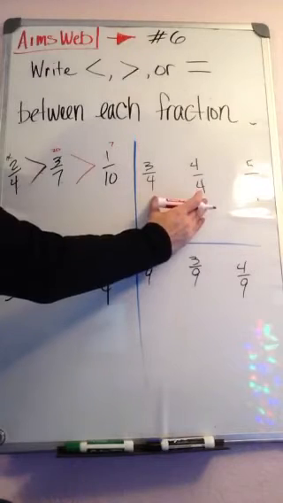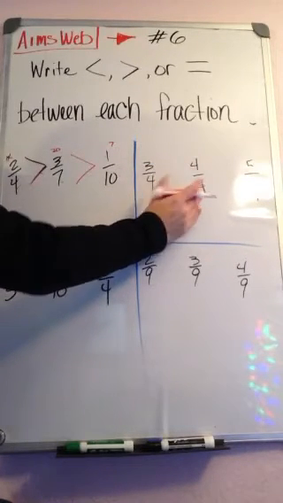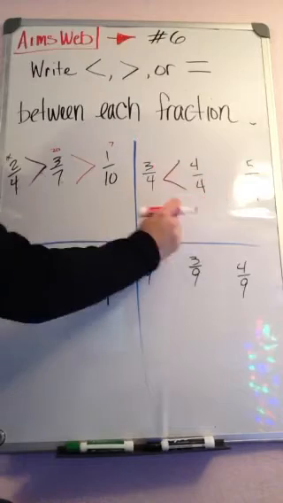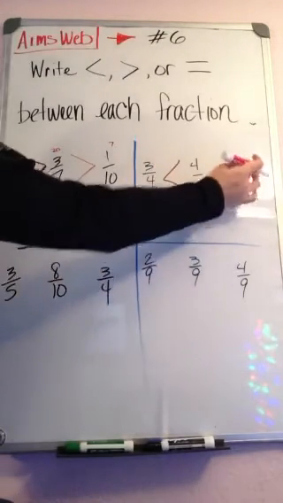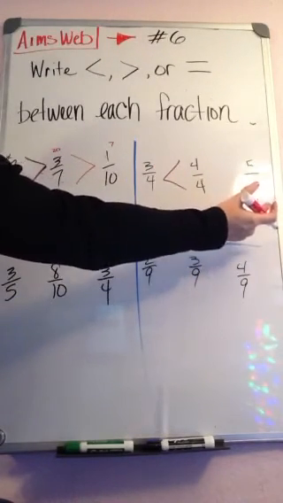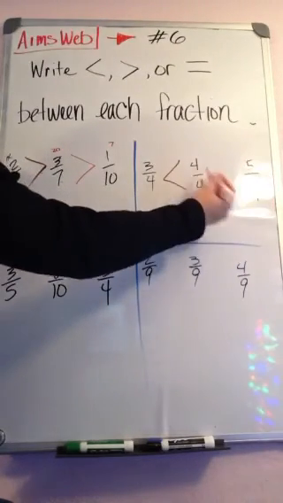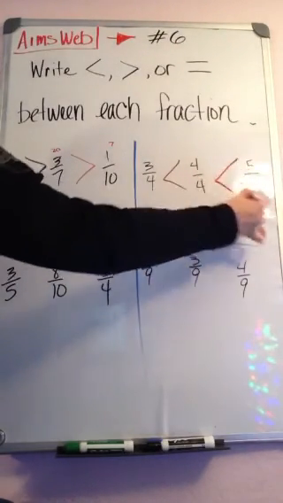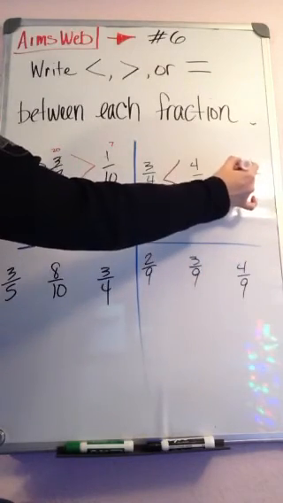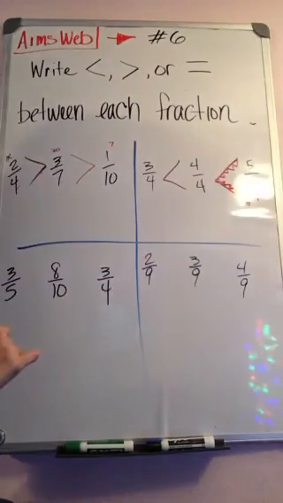So let's compare these two. 3 parts to 4 parts. Who's larger? 4 parts. Now let's compare our 4 parts to our 5 parts. Once again, who's larger? Or you could ask yourself, who's smaller? 5 parts is larger, 4 parts is smaller. So the alligator is eating the larger fish because he gets more food.